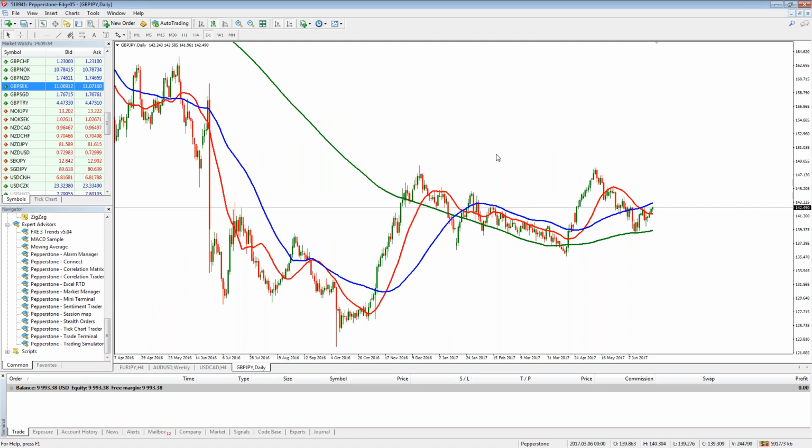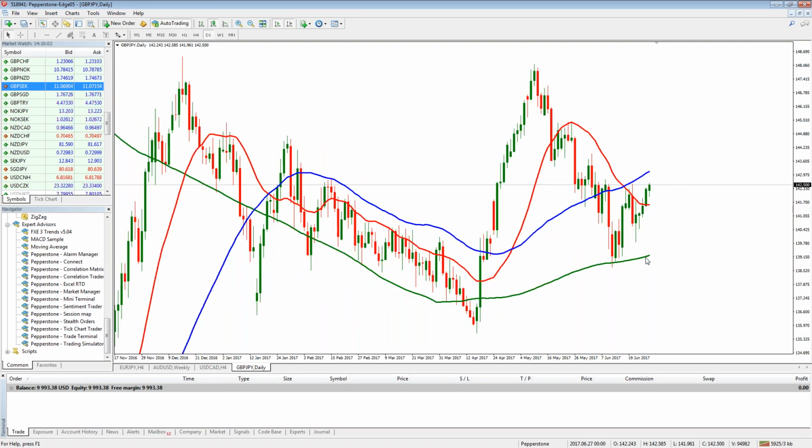So if we jump on the daily first, what we can see is that price is currently above the 200 moving average. If we zoom in a little bit here, price is above that 200 moving average, and it is also sloping up. That's a good sign for us because that could mean that we might be looking at some form of bullish trade.